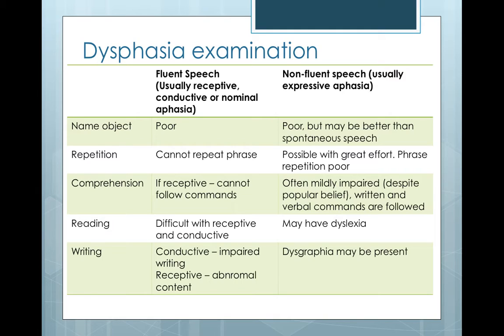Obviously, if someone has a problem with a receptive aphasia, comprehension is going to be very poor. And despite popular belief, in non-fluent speech, comprehension is often mildly impaired. Reading is difficult with fluent aphasia, as you would expect, and for writing, in conductive aphasia, there'll be impaired writing. In receptive, there'll be abnormal content.